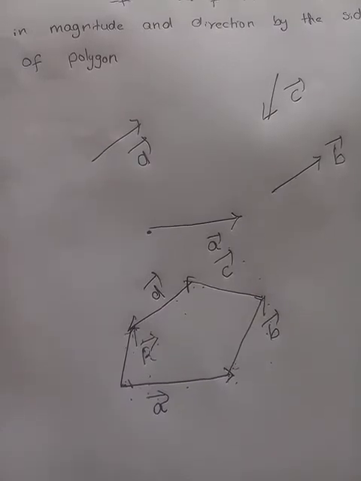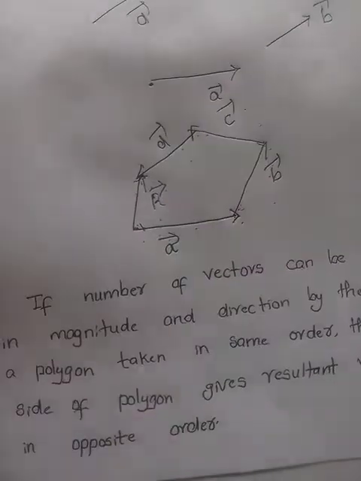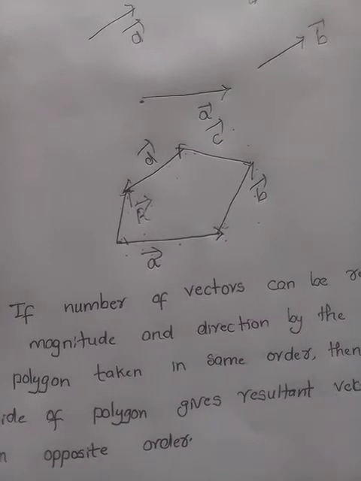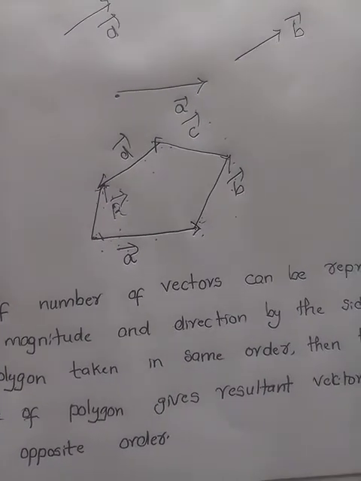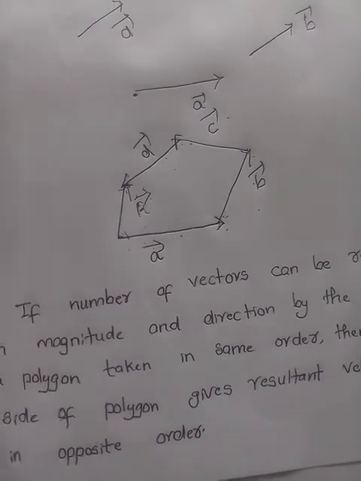Let's see the statement. If a number of vectors can be represented in magnitude and direction by the sides of a polygon taken in the same order, then the closing side of the polygon gives the resultant vector in opposite order. Let us calculate the resultant of these four vectors we have taken. How to calculate? Let's see that.